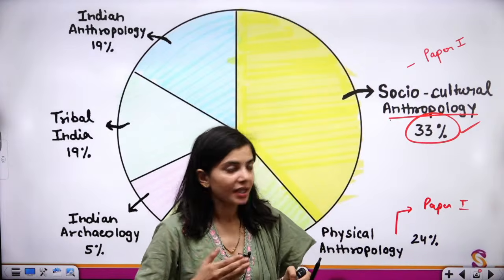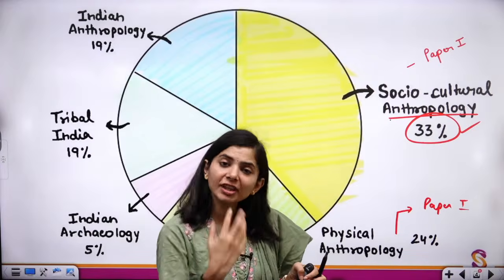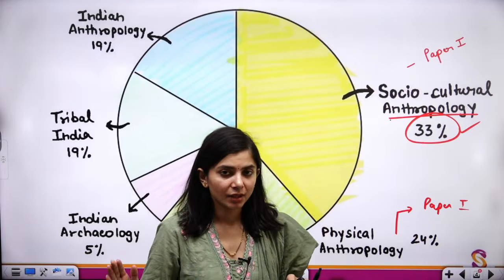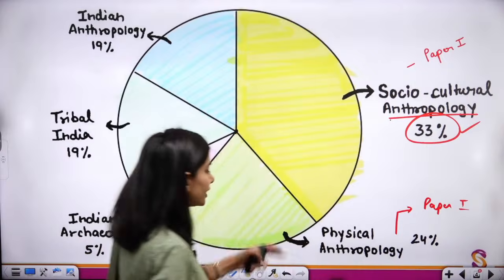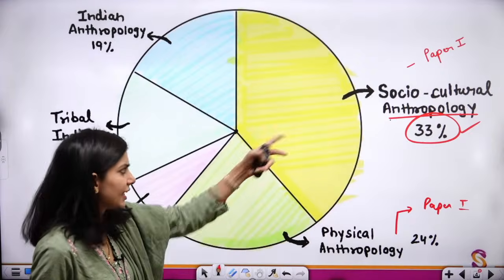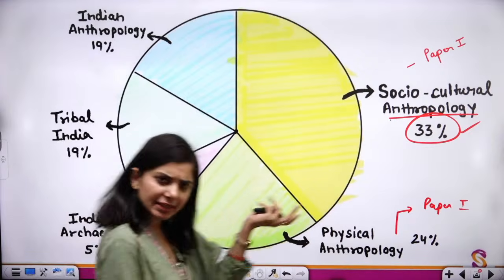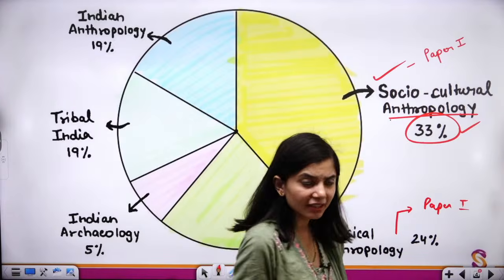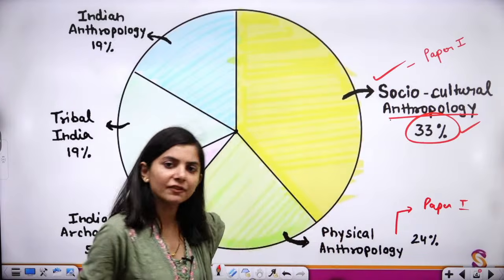In the same way, in the sociocultural part, even if you put in so much effort, you cannot create a difference. You can create a difference in physical anthropology, in Indian anthropology, in tribal anthropology. So that's how this is the easiest one also. We are going to start with sociocultural anthropology itself. Then there is physical anthropology.